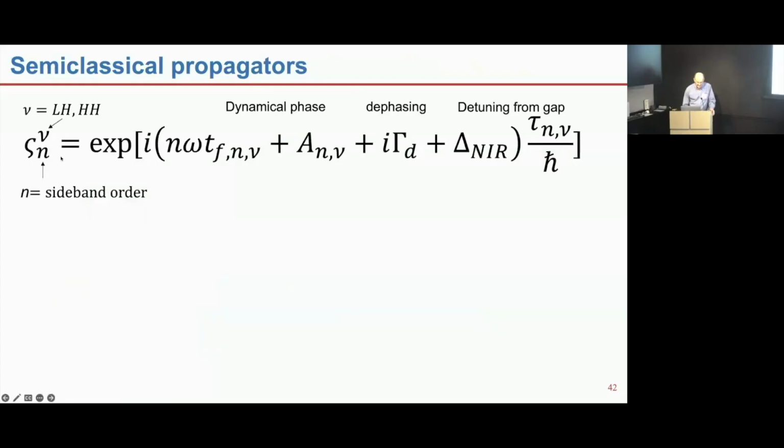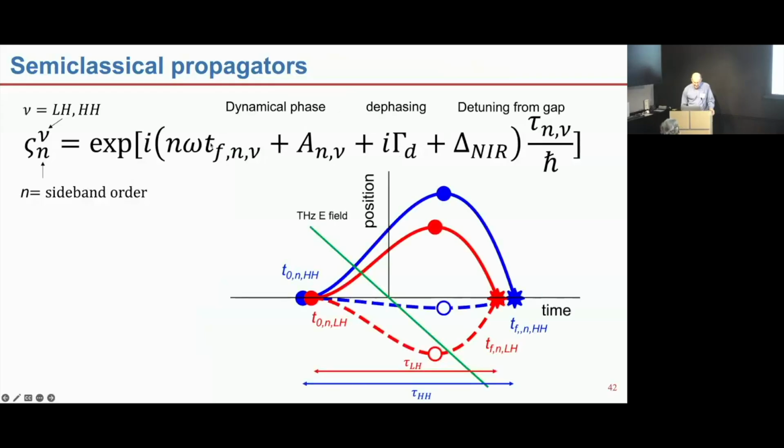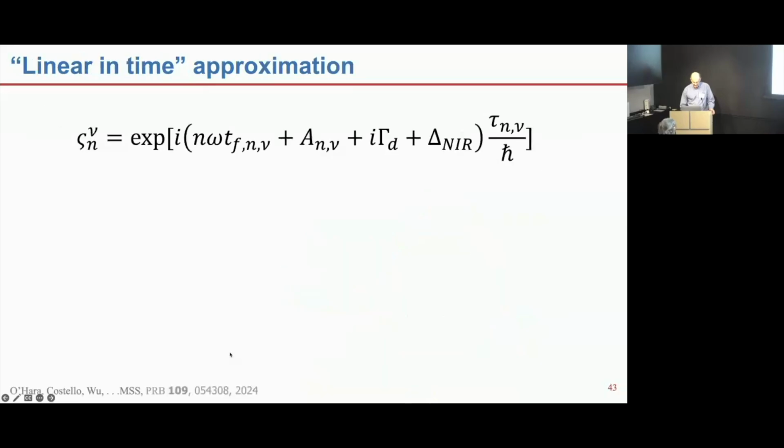So here, this indexes heavy hole or light hole. This is for sideband order. There's a dynamical phase, there's the frequency, there's a dephasing, and there's a detuning. And these times are the recollision times, which are slightly different for the electron heavy hole and the electron light hole, because it takes them different amounts of time to acquire the same kinetic energy to contribute to the same sideband. And this dynamical phase is nothing but the integral of the difference in the kinetic energy between electron and hole.